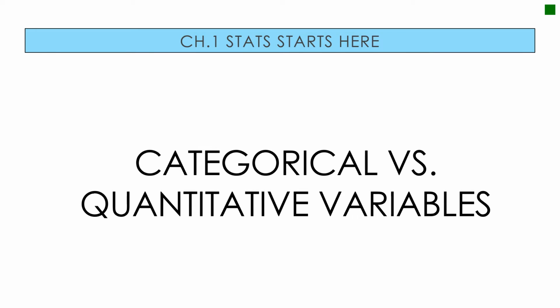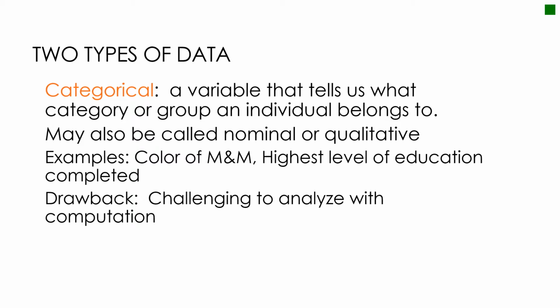So let's talk about our two types of variables, categorical and quantitative variables. There are two types of data that we will study. The first is categorical, also known as nominal or qualitative. A categorical variable is a variable that tells us what category or group an individual belongs to. For example, the color of M&Ms, eye color, highest level of education completed, etc. All of these would put you into a specific category. The drawback of this is that we're not dealing with numbers, and so it's difficult to analyze.